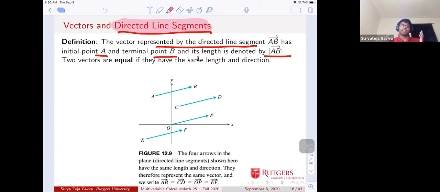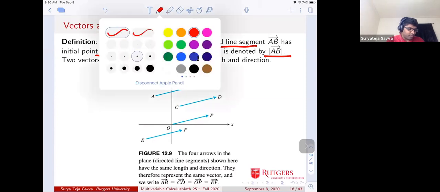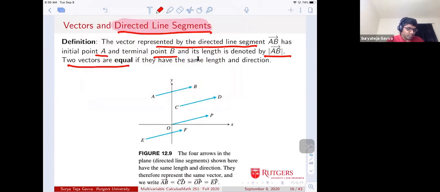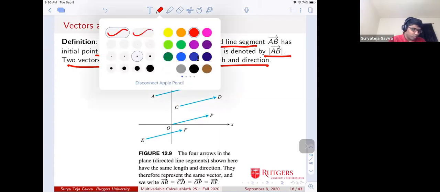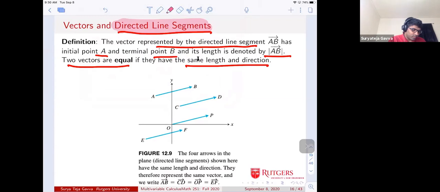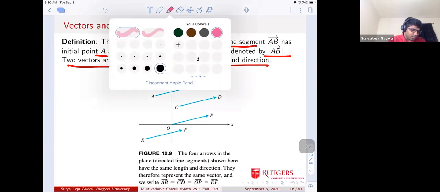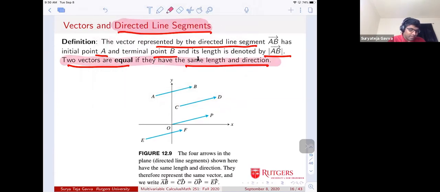But there's an interesting feature. When are 2 vectors equal? If you have 2 distinct line segments, can they be equal? We define 2 vectors to be equal if they have the same length and the same direction. This is a very important thing. If 2 vectors have the same length and direction, we call them equal. They are not the same object, but we call them equal.